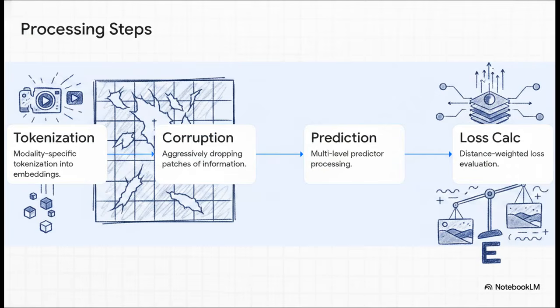Let's break that complex process down into 4 digestible steps. Step 1, the input goes through that modality-specific tokenization we literally just talked about, turning images or videos into embeddings. Step 2 is mask corruption, so aggressively dropping patches of information. Step 3, it feeds the remaining visible context tokens and the blank mask tokens into a multi-level predictor. And finally, step 4, a distance-weighted loss is applied. This basically evaluates the model's predictions against the uncorrupted view. This is exactly how the AI learns the rules of the physical world, with 0 human-labeled data required.